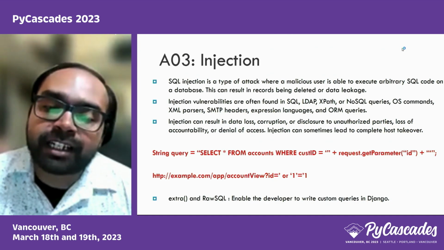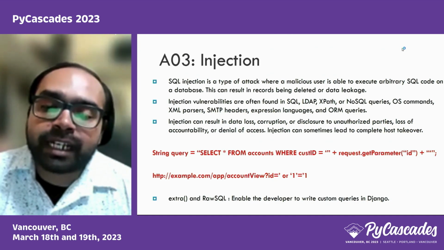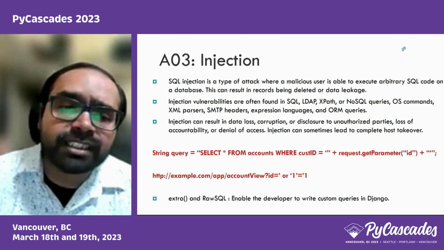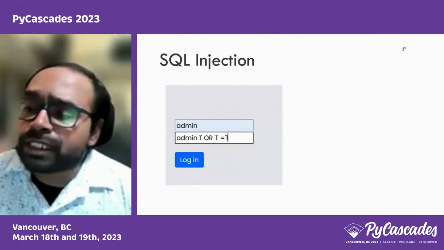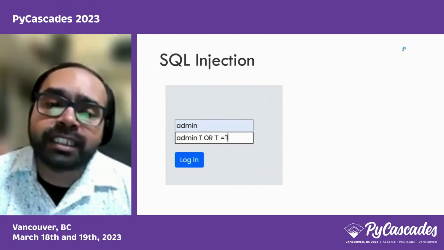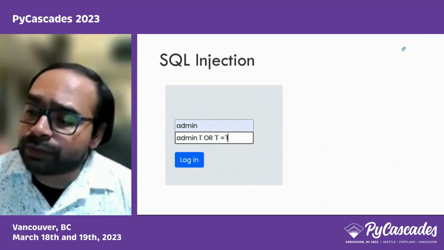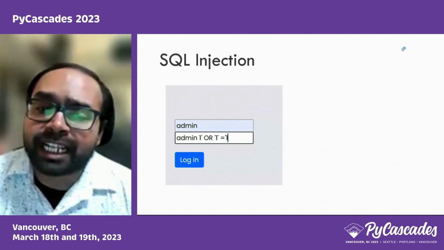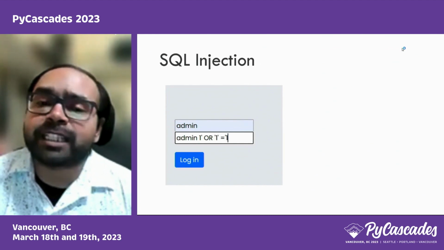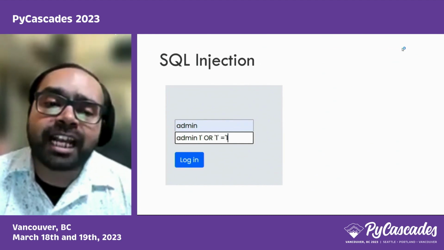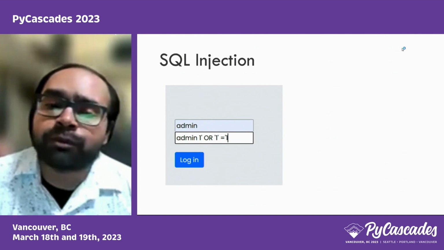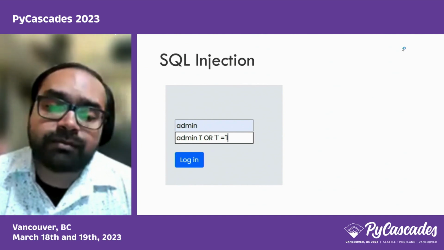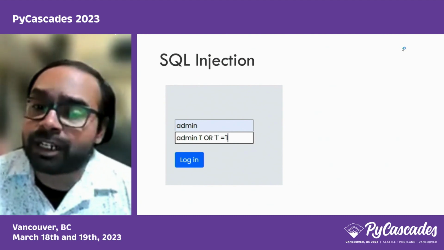The next is extra and raw SQL, which enables Django developers to write custom queries in Django. So those things need to be used with care. Now on this screen, you can see the example of how SQL injection attacks are performed. Instead of specifying the valid password, the user has specified admin 1 or 1 equal to 1. So that's an attack payload. It's the simplest example, of course.